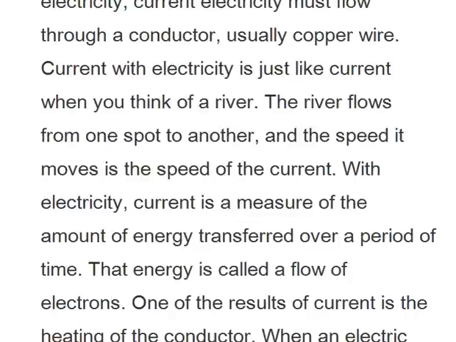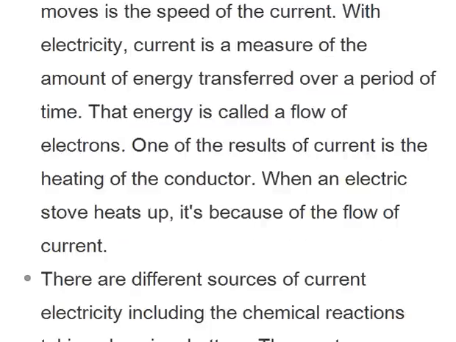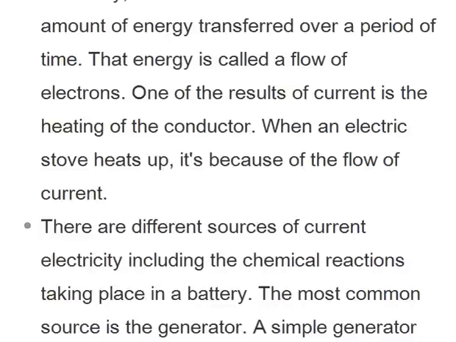Current with electricity is just like current when you think of a river. The river flows from one spot to another, and the speed it moves is the speed of the current. With electricity, current is a measure of the amount of energy transferred over a period of time. That energy is called a flow of electrons.